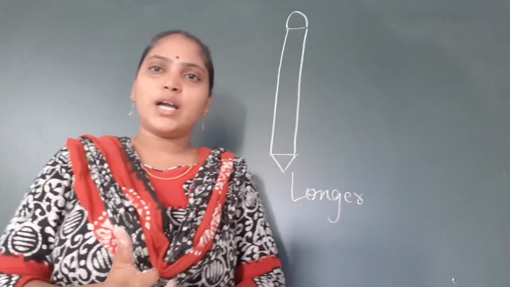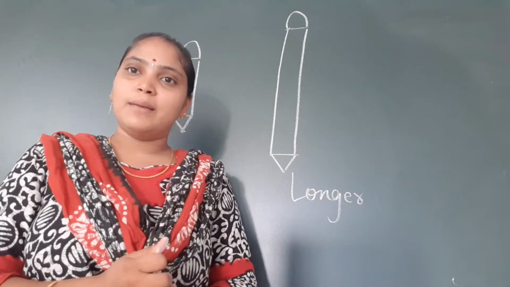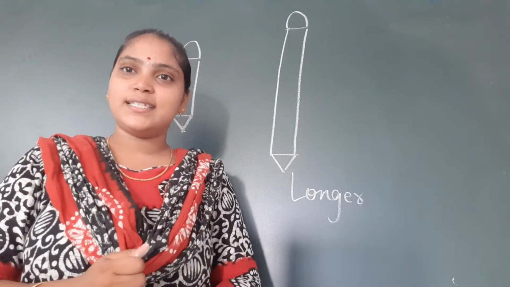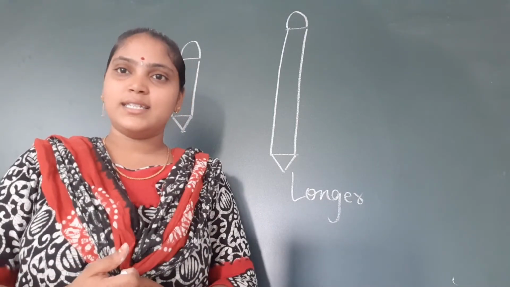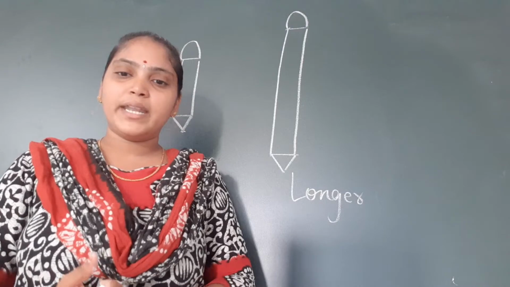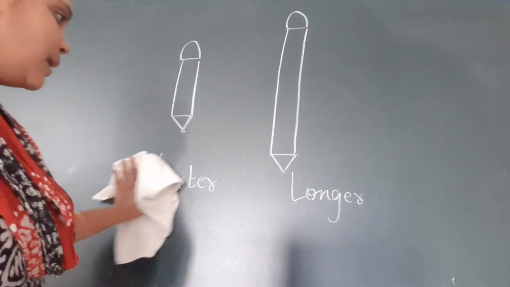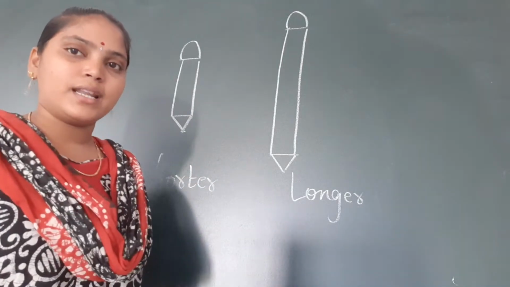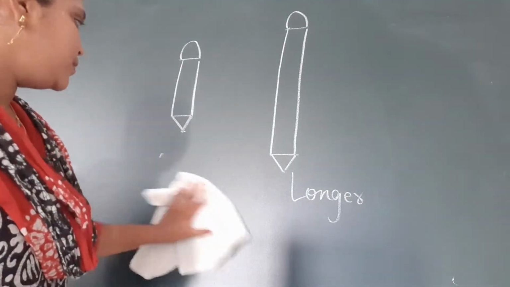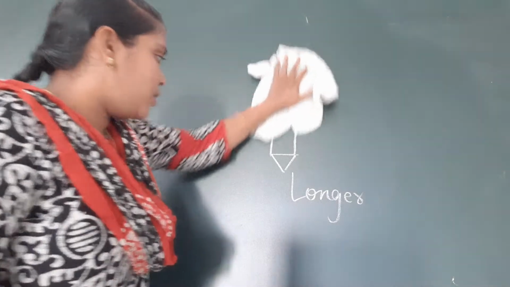Then how do we have to compare numbers, children? We compare numbers according to their size. The numbers are different in size. In PP2 you learned comparing objects like this. Am I correct, children? Yes. Now in grade 1 you are going to learn comparing numbers.